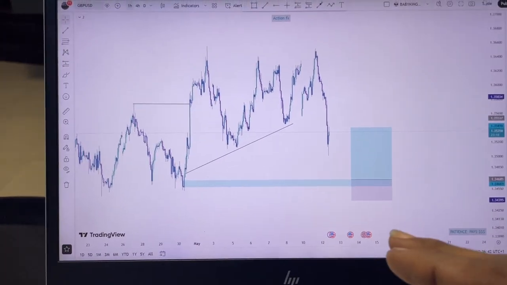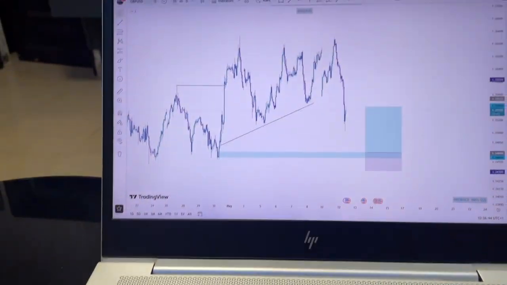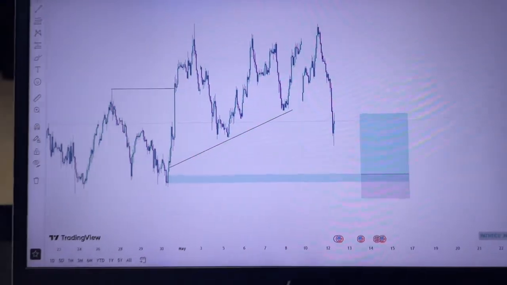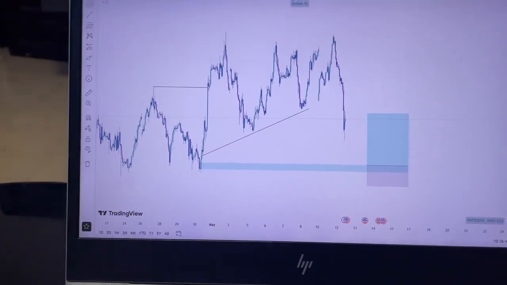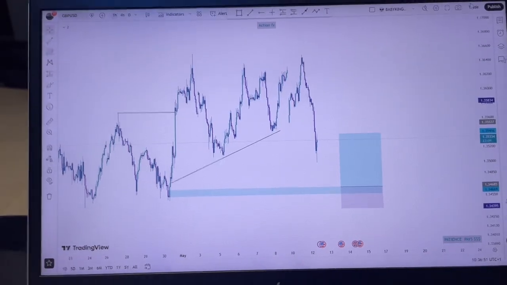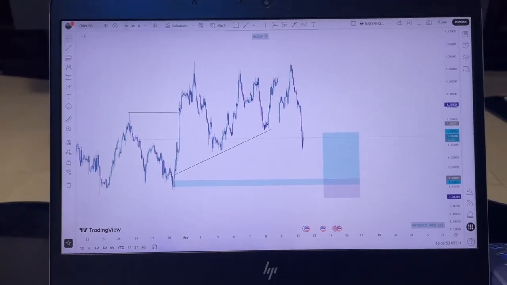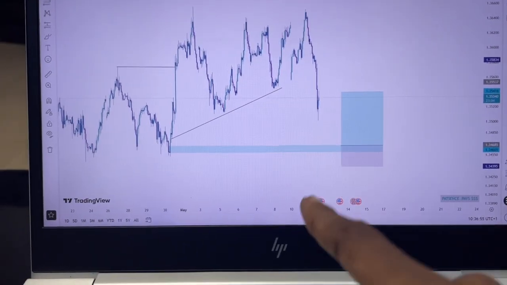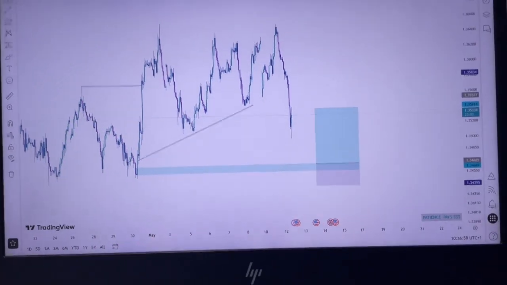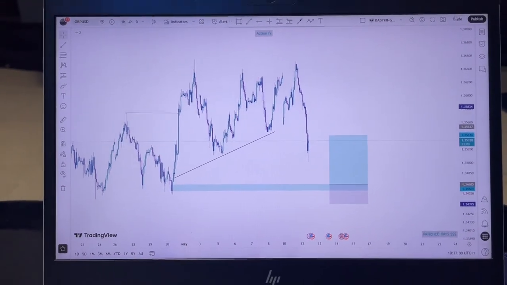But I don't want to set the pending order before the CPI and all that. This trade has been confirmed a high probability opportunity for me, but I will be waiting till after 1:30 in order to set a pending order or enter the trade. That is just it for it.